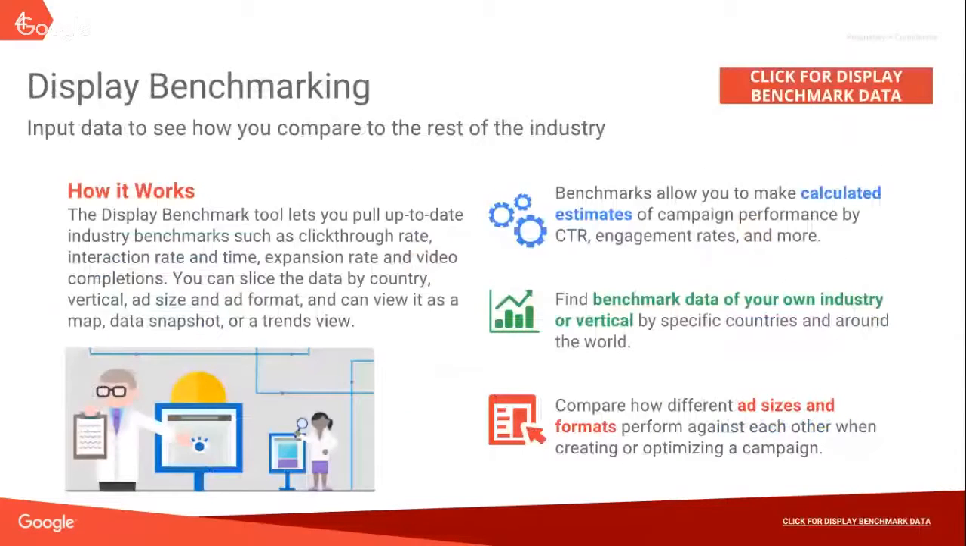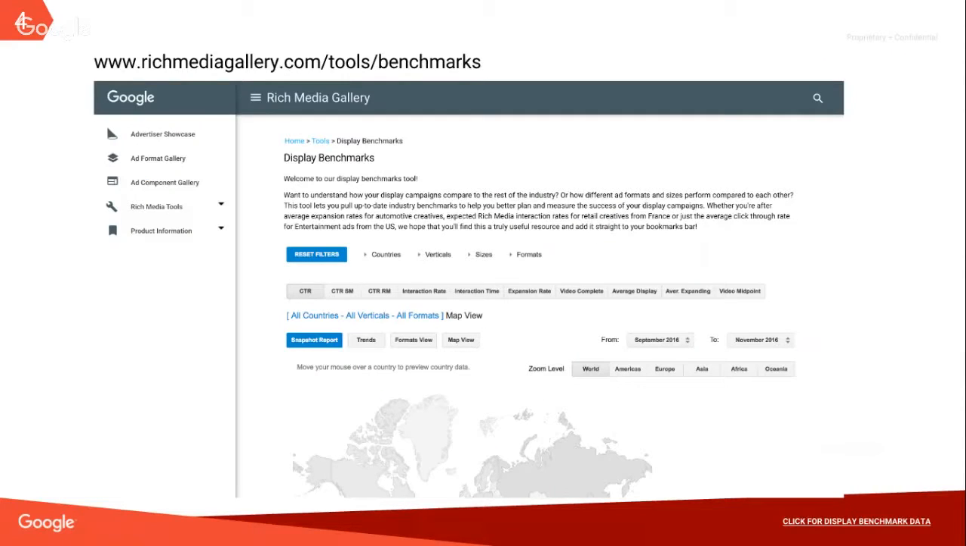Now, this one is extremely interesting. It basically helps you benchmark your client's campaign performance against other competitors in the same industry. So you can pull vertical benchmark reports like click-through rate, video completions, expansion rates, and so forth. And you do that by going to this tool, also known as the Rich Media Gallery Benchmark tool. And you could further deep dive into this data country-wise, ad format-wise, or by absolutely any metrics alike.